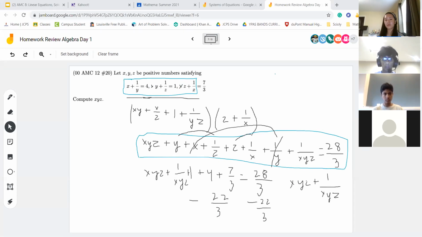Basically, I just multiplied those three equations in the top, like in the question, and then I multiplied what they're equal to. So I got an equal expression. We have xyz plus 1 over xyz equals 6/3, I think. I'm just going to finish up the question now. Right now it's just tedious work. So xyz plus 1 over xyz is going to be equal to 2.